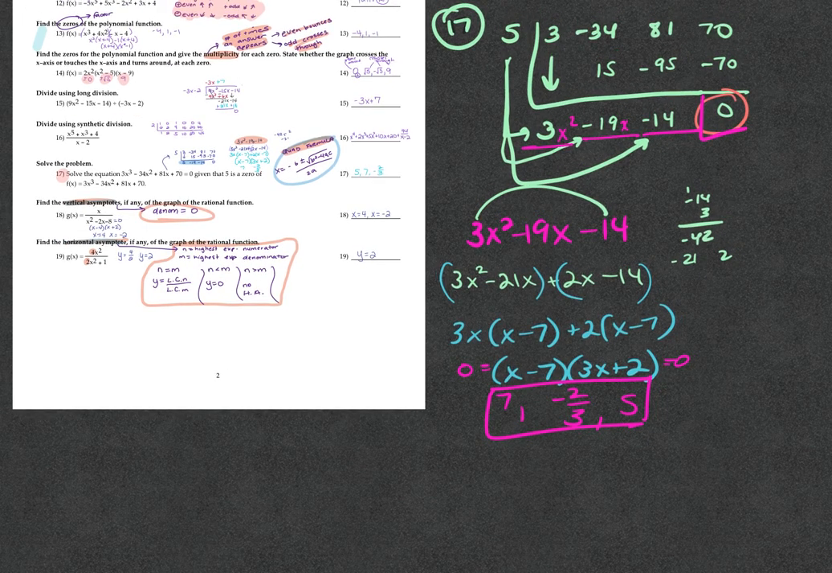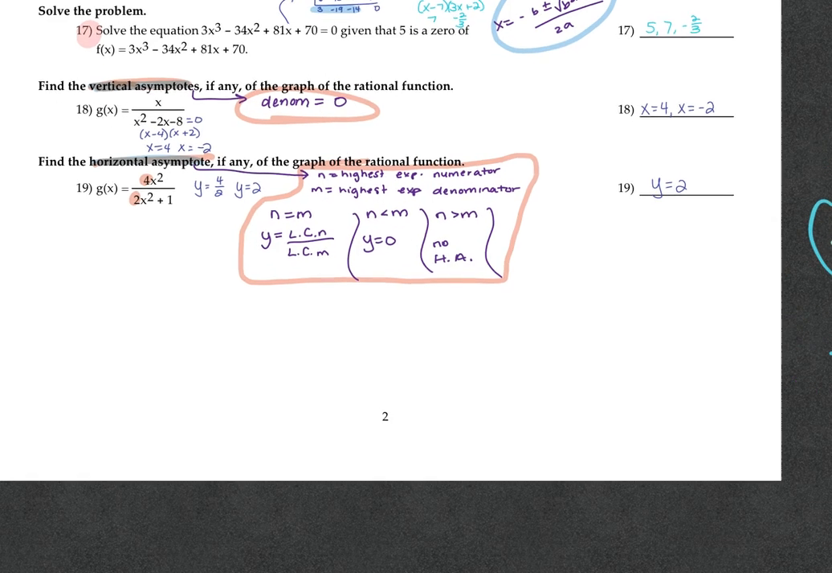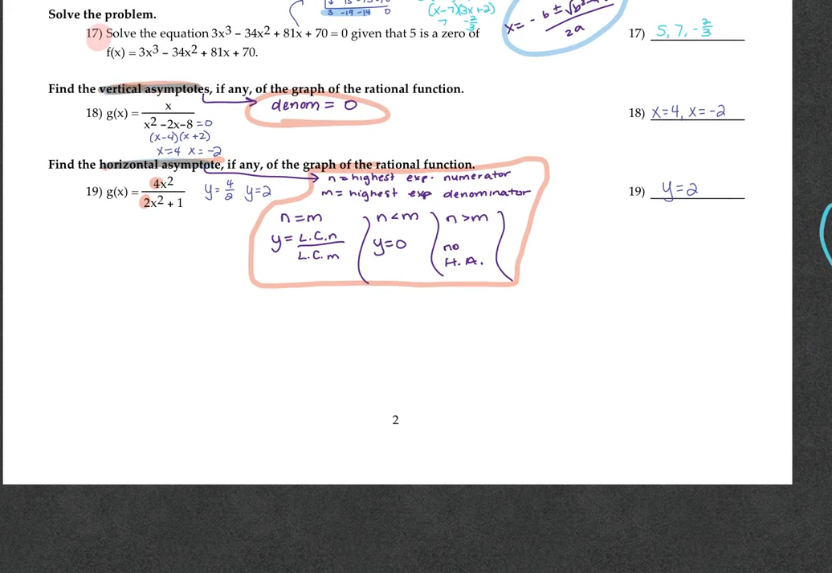All right, now we get into the vertical asymptotes and the horizontal asymptotes. So this was 25, 26, 27. Questions on any of those? I would definitely review. Obviously, the vertical asymptote comes from your denominator, but make sure you review your horizontal asymptotes, those 3 cases. You're looking at the exponents. If they're the same, it's the leading coefficient. If the one in the top is bigger, there is no horizontal asymptote. And if the one in the top is less than, then it's y equals 0.